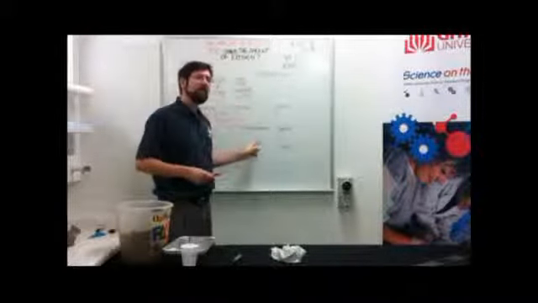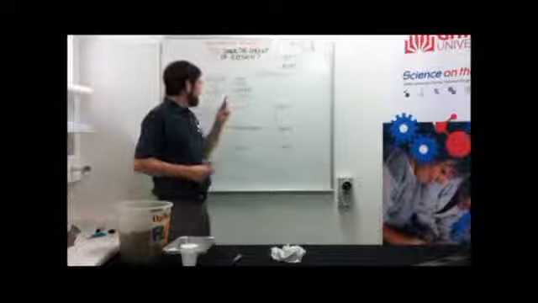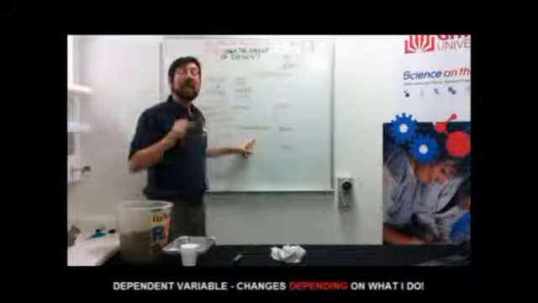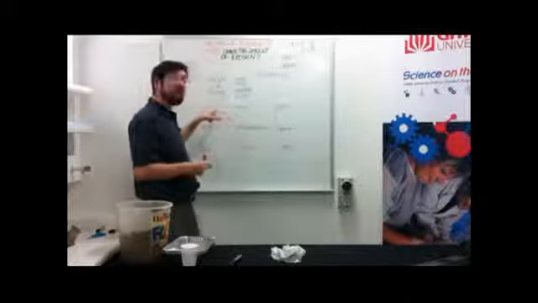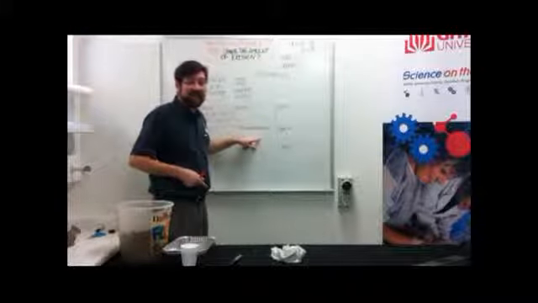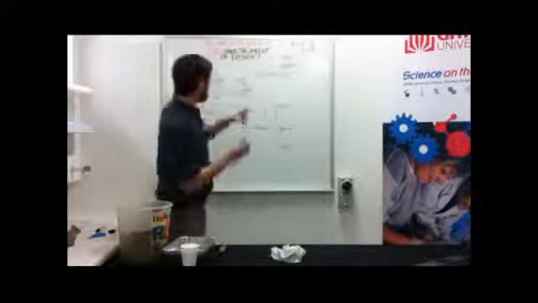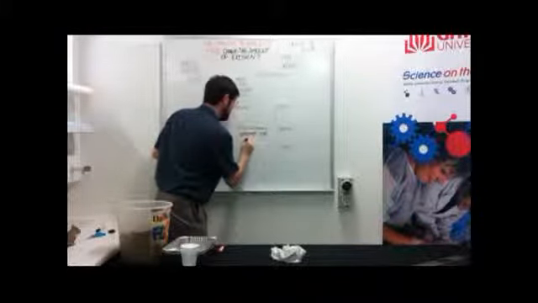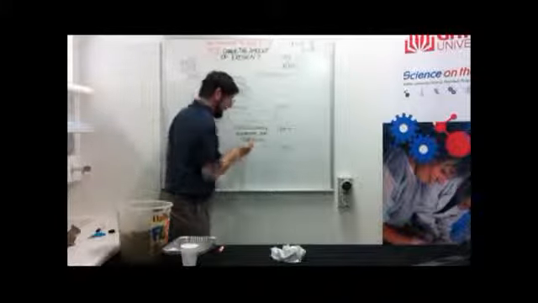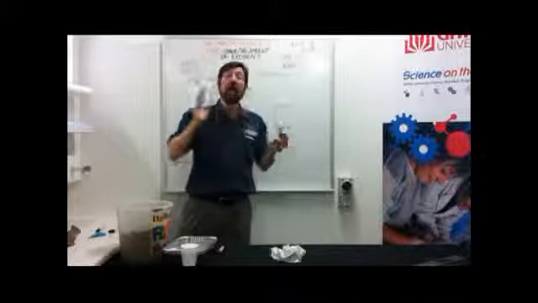The second one, the thing that we measure or observe, this is called the dependent variable. And what I say to the kids is, this is what changes depending on what I do. So I'm not actually changing this. I'm changing this. And this is changing because of what I've done. So I am going to measure or observe, and I'll put this one in black using my colour code, the amount of erosion.